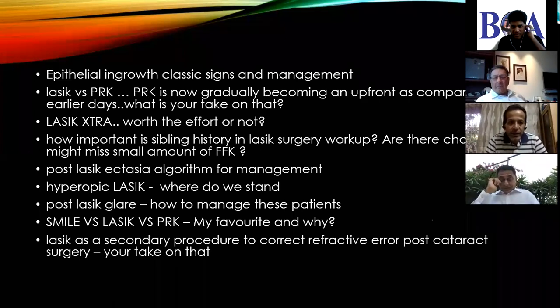So next question: PRK is now gradually coming back in fashion compared to the earlier days. Now LASIK versus PRK in the present scenario. What is your take on that, Kapoor sir? Yeah, I know you do both in equally high numbers.